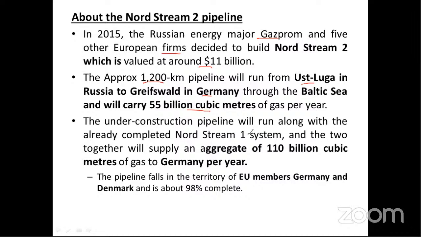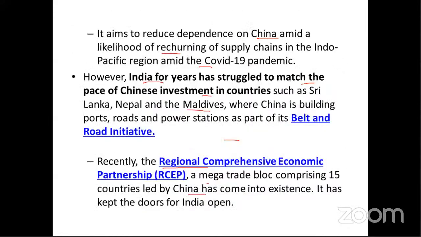The under-construction pipeline will run along with the already completed Nord Stream 1 system, and the two together will supply an aggregate of 110 billion cubic meters of gas to Germany per year. The pipeline falls in the territory of European Union members Germany and Denmark, and 98% is now completed. So this news will be helpful to know about the Nord Stream 2 pipeline project between Russia and Germany. This is all for today's current affairs.